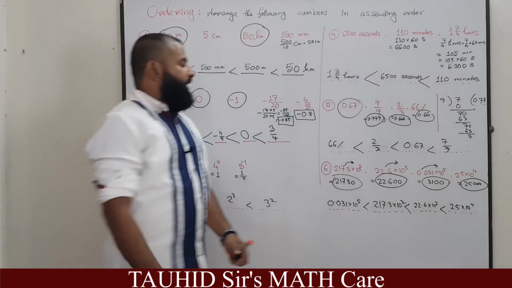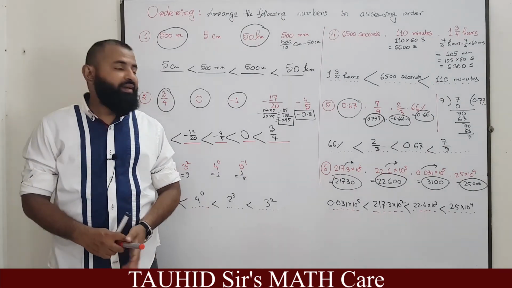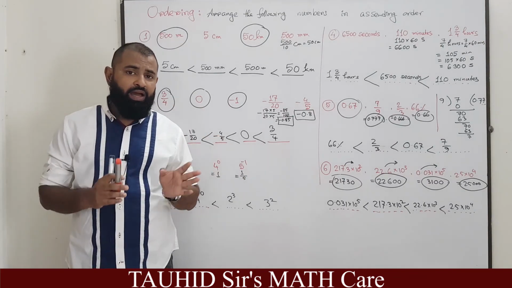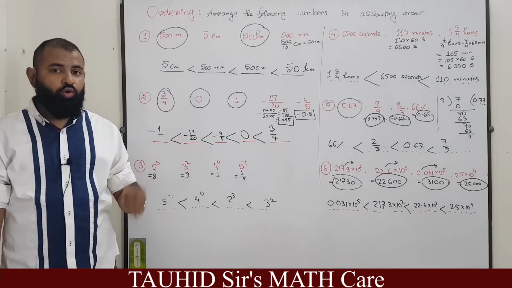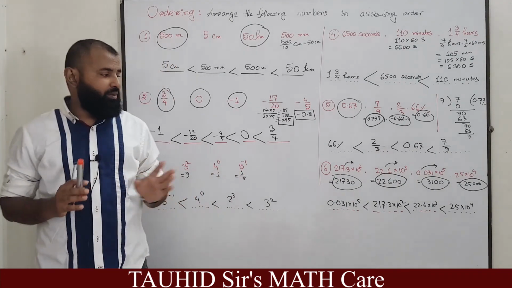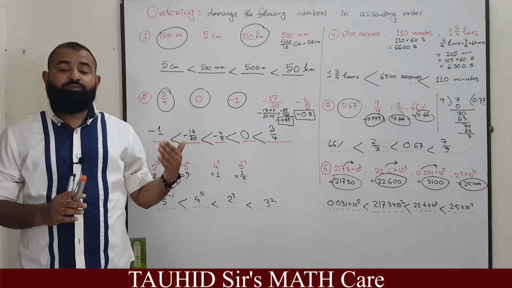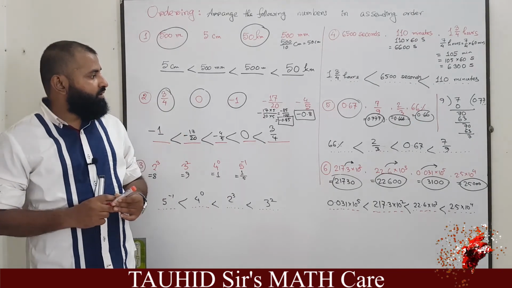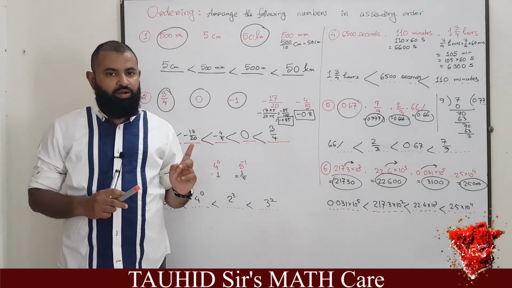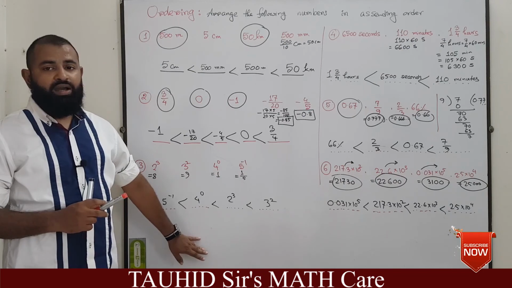Here you can see that the 6 examples were of 6 different types. Any type of question can come for 1 mark in your O-level exam, and somehow you need to manage to write them in ascending or descending order as per the demand of the question. And normally these questions carry 1 mark only, and every year, in every paper, these must come in your exam.